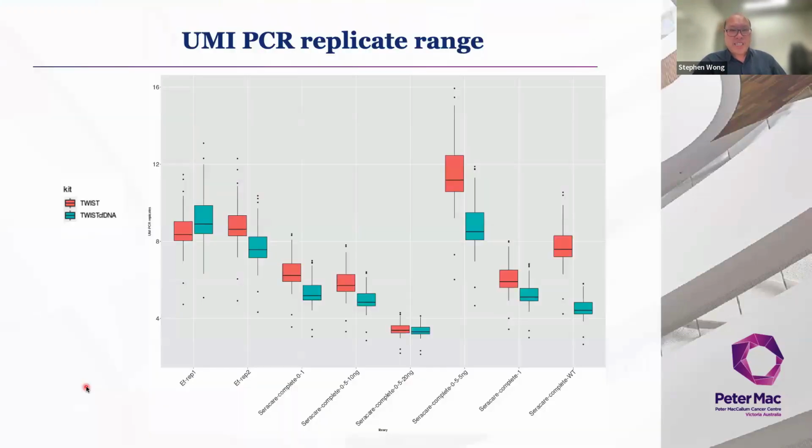Given that this kit's advertised selling point was the high conversion of unique molecules, which is particularly important for cell-free DNA analysis and also at low input, we also wanted to see how much this translated in terms of UMI duplicate rate. And when we compared the standard kit versus the cell-free DNA kit, we nicely observed that there are lower duplicate rates in general for the cell-free DNA chemistry.